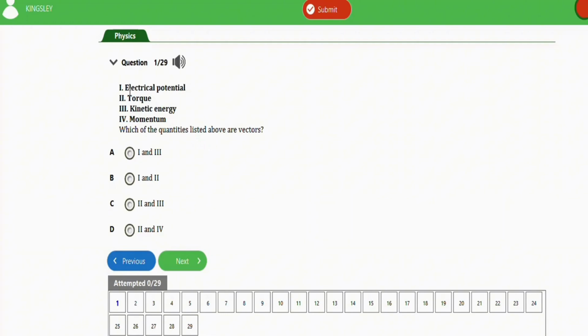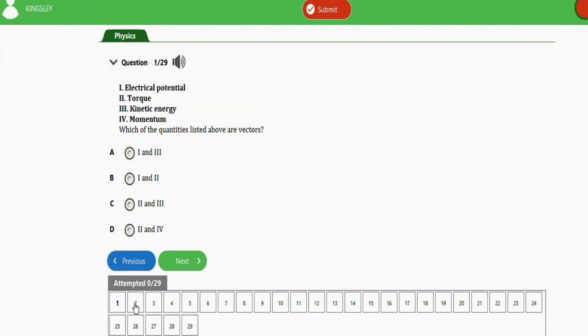So we have electrical potential, we have torque, we have kinetic energy, we have momentum. From the list we have here, torque and momentum are vector quantities. So the correct option will be option D, which is II and IV. That's it for this question.